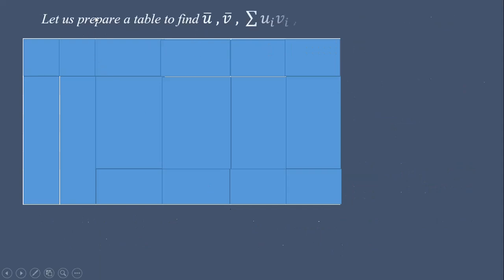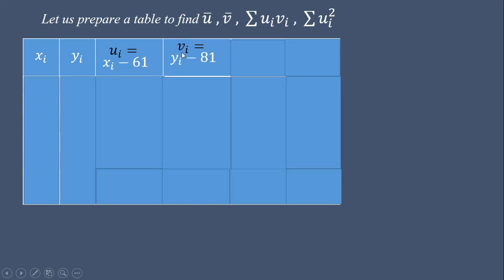Now let us see. We prepare a table to find u bar, v bar, summation ui vi and summation ui square. These values are in the formula for bvu or byx. To find u bar, we require summation ui. To find v bar, we require summation vi and these two values. So we prepare these columns. First column for xi given values, column for yi given values. Then we require summation ui, so we prepare the next column for the new variable ui, which is equal to xi minus 61. Then the next column is for the variable vi, which is equal to yi minus 81.